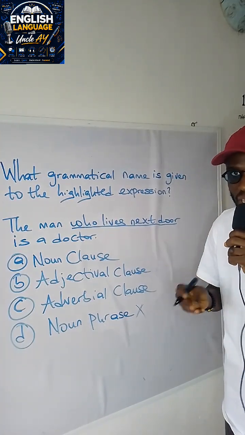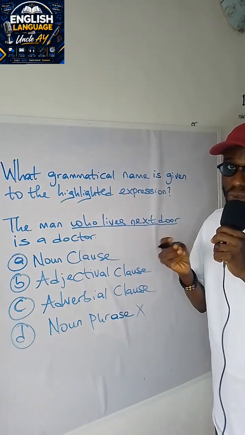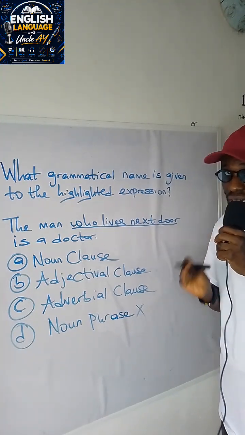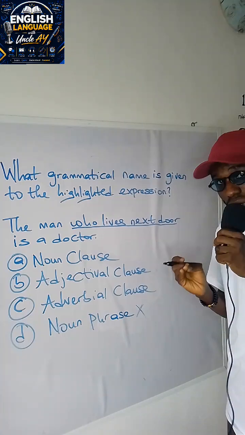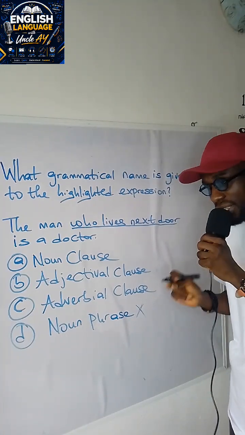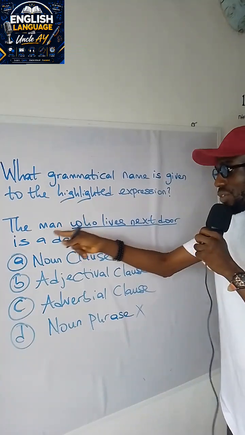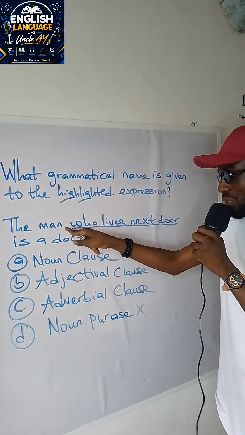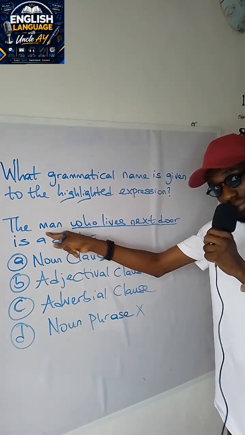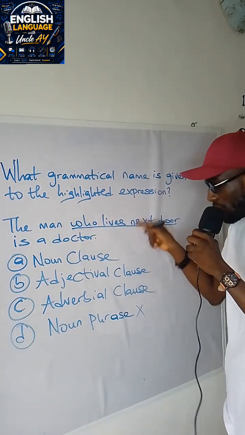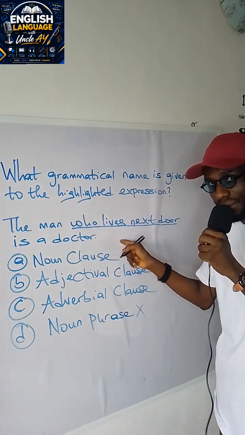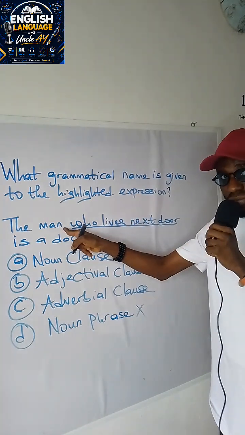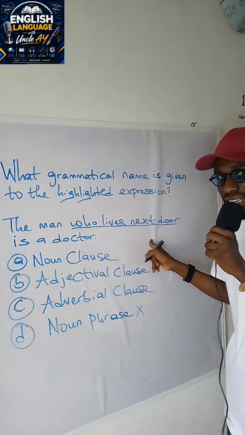Option A here says a noun clause. A noun clause is one that has a noun as its head word and then a number of qualifiers. The functions of a noun clause come in three forms: as a subject of the verb, object of the verb, complement of the subject. Now, if you look at this expression, we have a subject here, but there is no verb for the subject to what? To perform. So that is out. This is not an object because it's not receiving any verb. Neither is it a complement.